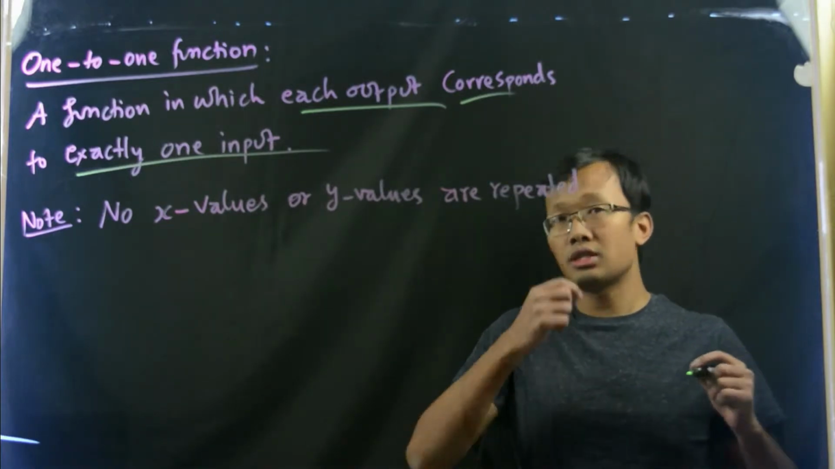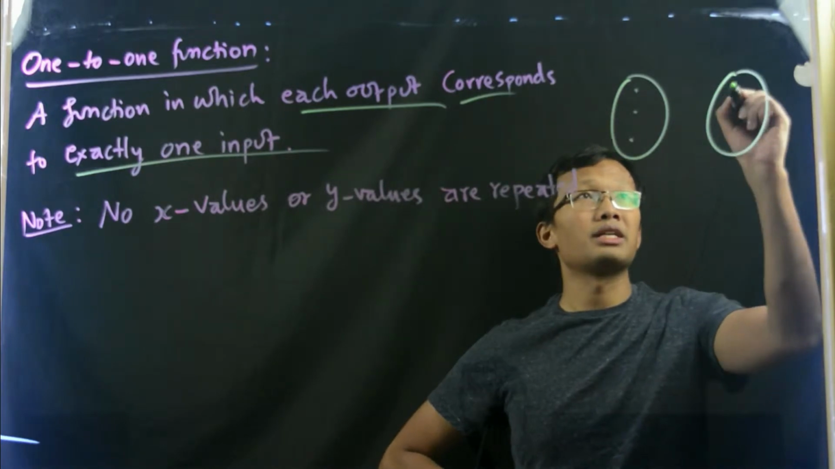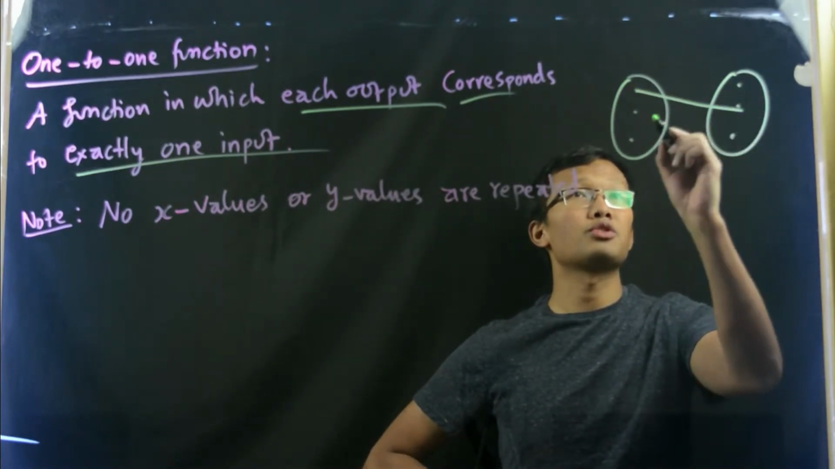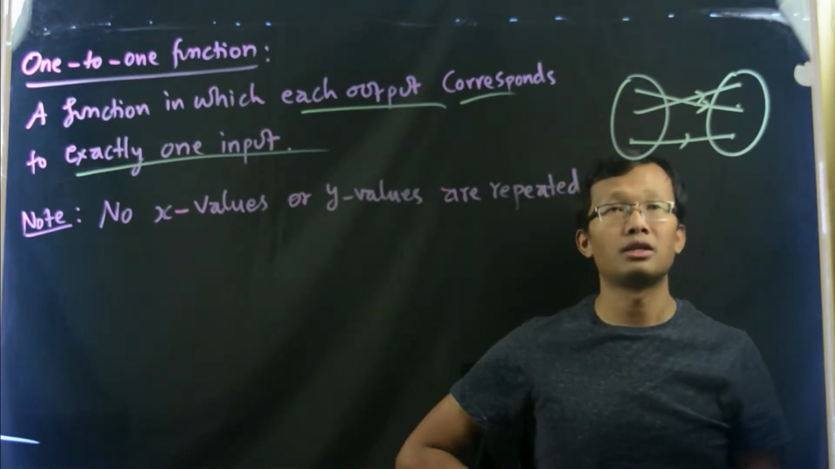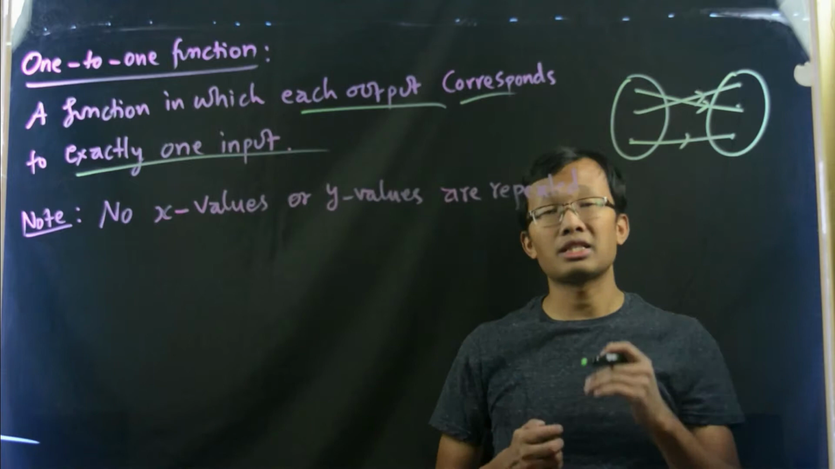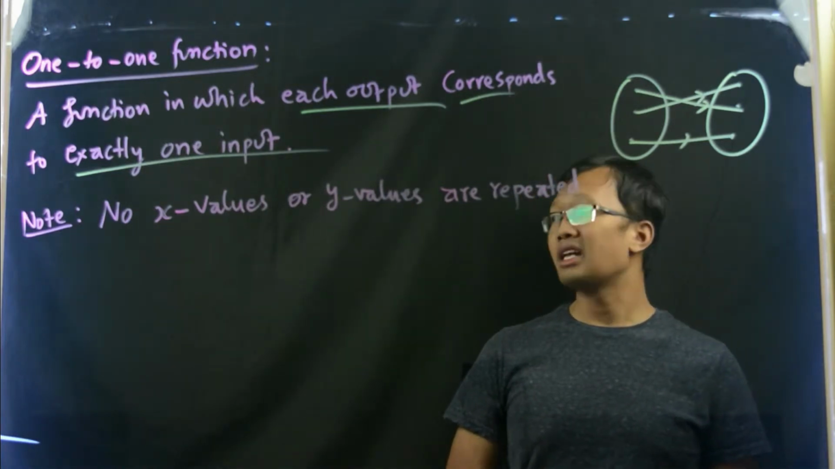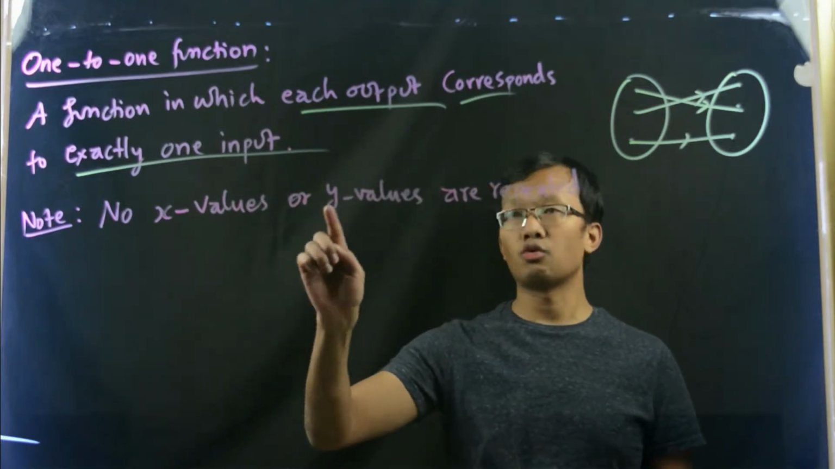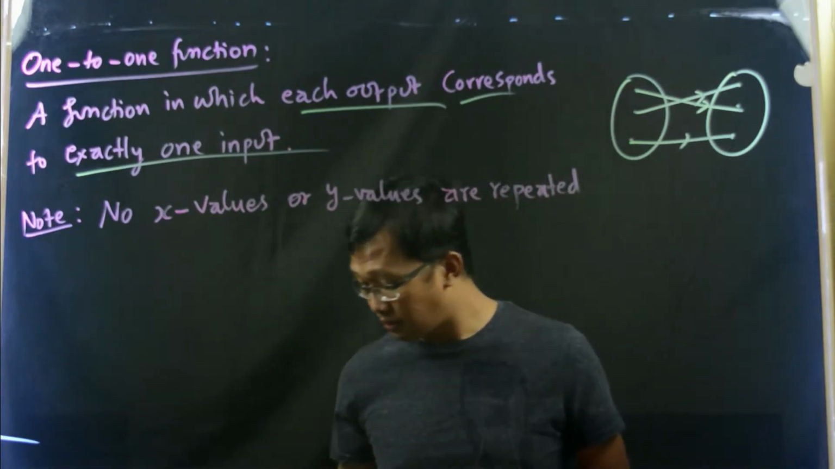So this is something like, let's suppose we have sets just like this, and each input corresponds to only one output, and each output corresponds to only one input. Then we say that this kind of function is one-to-one. And we must also realize that no x values or y values are repeated. So that ensures the one-to-oneness of a function.